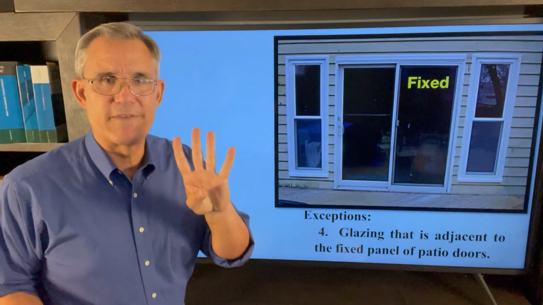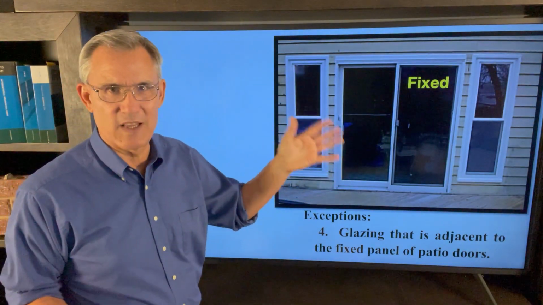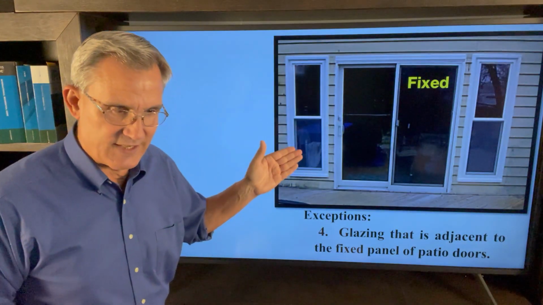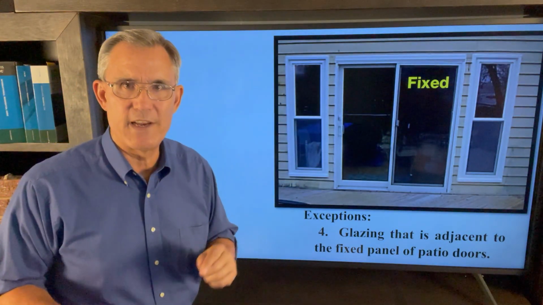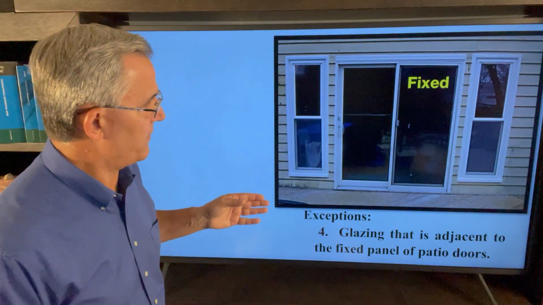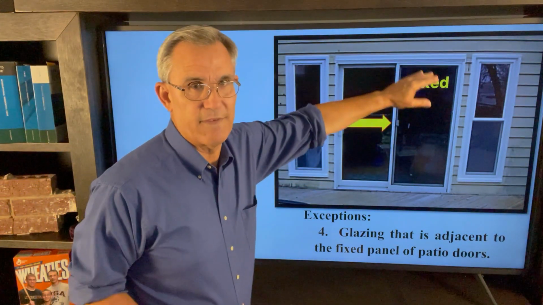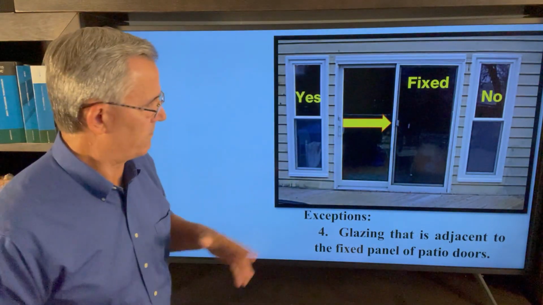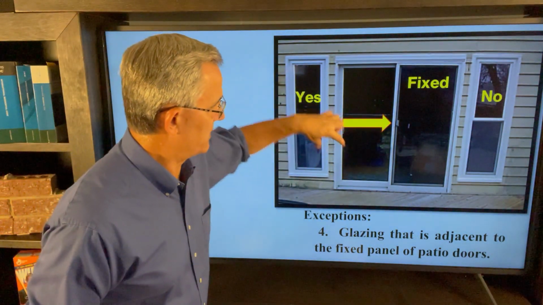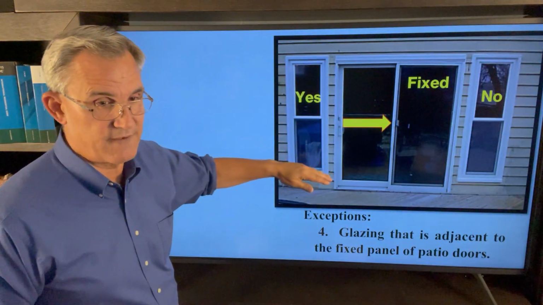Then finally, number 4. This one kind of comes up a lot. We got a lot of patio doors and stuff that could be sliding doors. But it says glazing that is adjacent to the fixed panel of patio doors. When we look at this, here's a typical setup where this is the door itself with a fixed panel next to it. You would say, okay, well what is happening here? Well, very simple. This is the door, so within 24 inches of the door, that would be a yes. That one has safety glass.